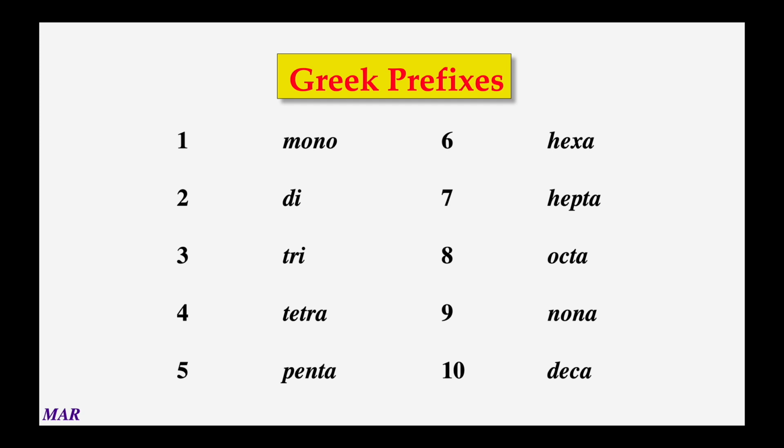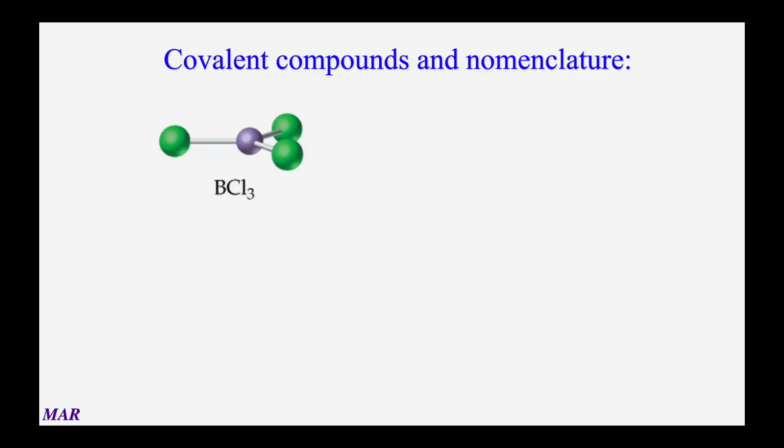You've probably heard some of these before, all right? Like octa, octane. A pentagram is penta, that's 5, 5-sided geometry. These things have some kind of use in the real world too. Let's say we're going to name these things.